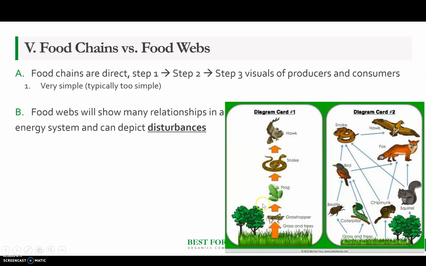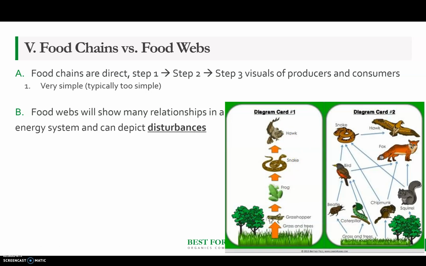So in this particular food chain, we have our primary producers down here at the bottom, the grass and the trees. The grasshopper is the primary consumer. It is eating the grass. The frog eats the grasshopper. The snake eats the frog. The hawk eats the snake.